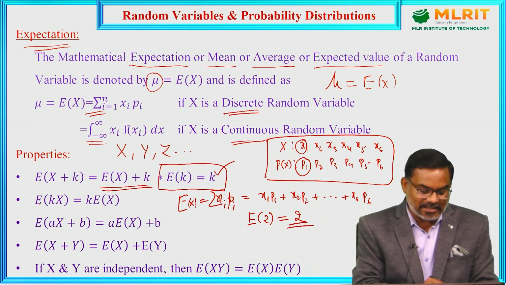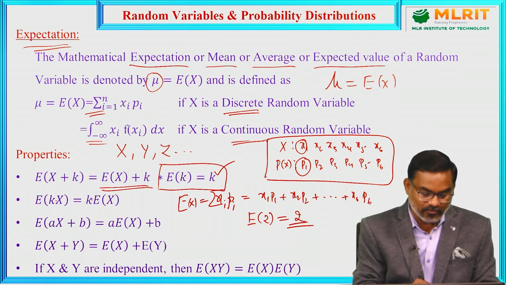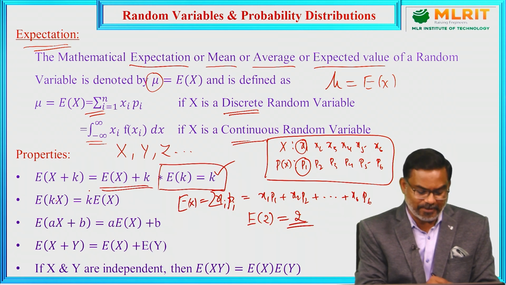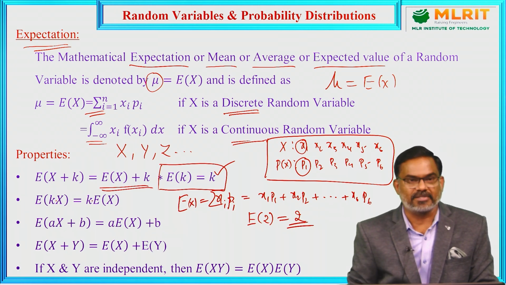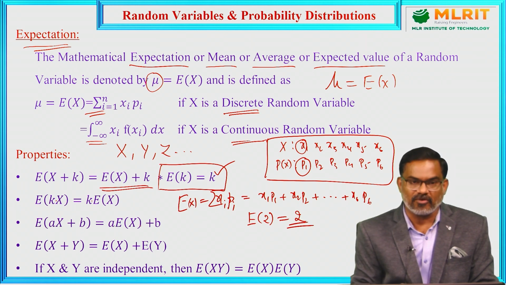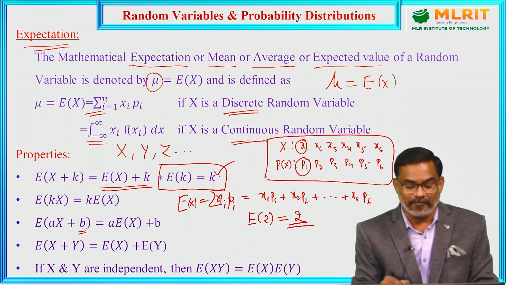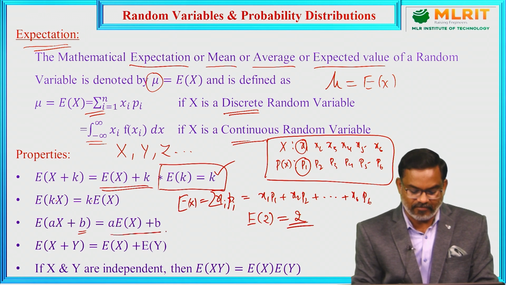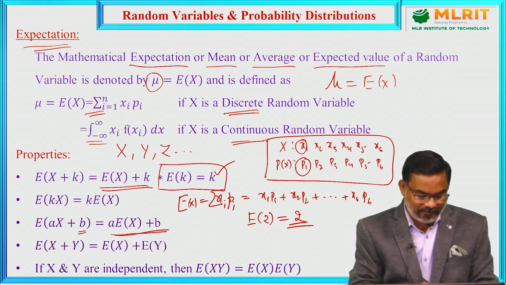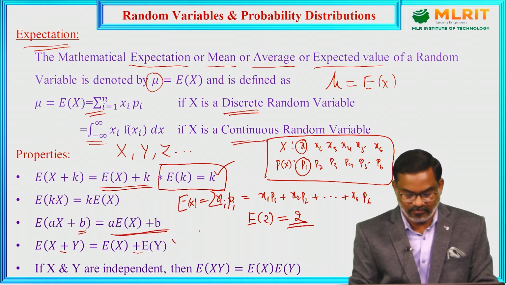And expectation of k multiplied by x, k into x, we can write this k outside of that expectation. So k into expectation of x. Similarly, expectation of ax plus b is a into expectation of x plus b, where b is a constant. So expectation of a constant is again the same constant. Hence the result is a into expectation of x plus b. And similarly, expectation of x plus or minus y, we can use minus also here, is expectation of x plus or minus expectation of y.